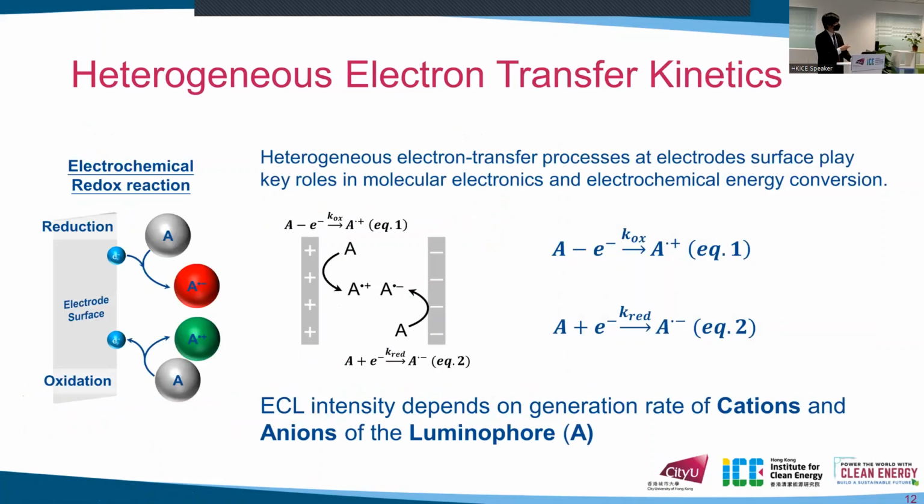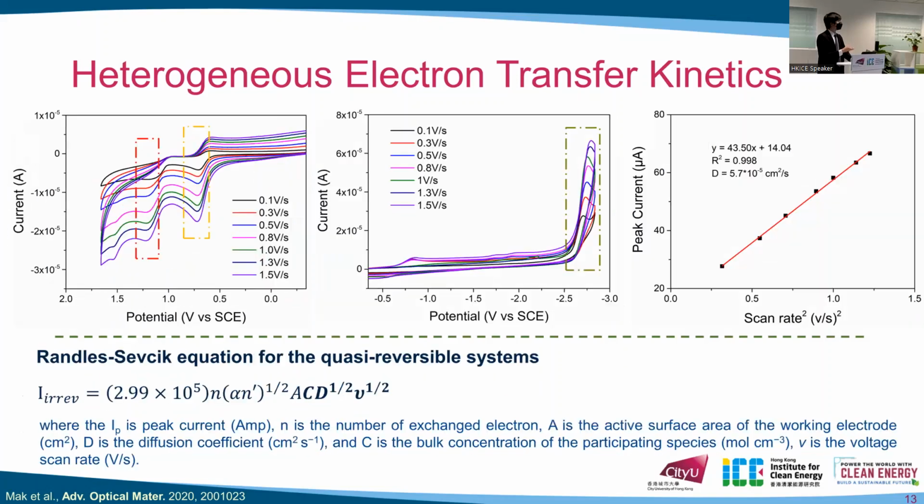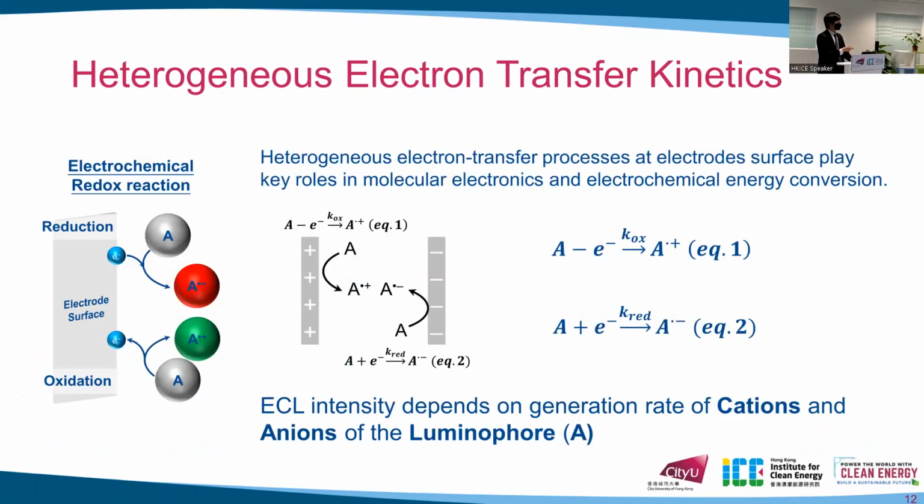Apart from cyclic voltammetry, we want to know the heterogeneous electron transfer kinetics. Why is it important? Because the ECL intensity is based on the generation rate of the cation and anion, which means that higher electron transfer kinetics will lead to more generation of cations and anions, so we can get more emission from it.